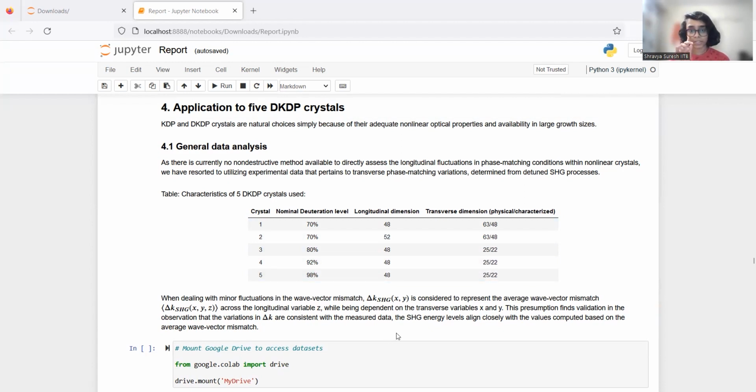When dealing with minor fluctuations in the wave vector mismatch, we observe that in the dataset, the value of the wave vector mismatch is represented as delta k as a function of the transverse coordinates x and y. This is considered to represent the average across the longitudinal variable z as well. This presumption is also valid in our observations, which we will be seeing soon, because the variations in delta k are consistent with the measured data as well. And the second harmonic generation energies align closely with the values which are computed based on the average wave vector mismatch that we've used here.